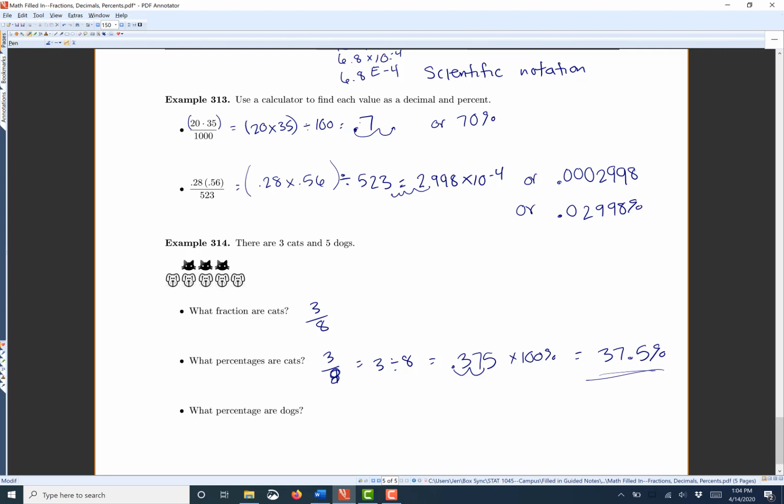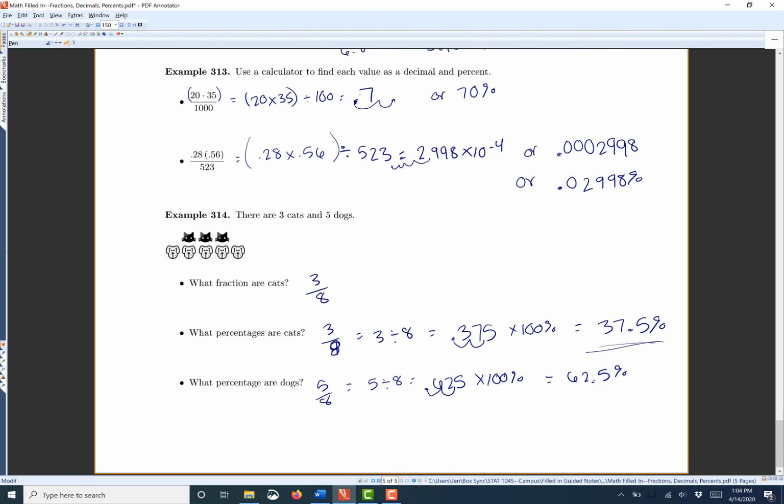Now it might ask me what percent are dogs. Well, looking up at that, there are 5 out of 8 dogs. So I type in first 5 divided by 8, which is 0.625. Then I have to make that a percentage by timesing it by 100%, or I can move my decimal 2 places to the right, so 62.5%. Now you might notice something interesting here. What do I get if I do 37.5 plus 62.5? So if I add those two together, I get 100%.